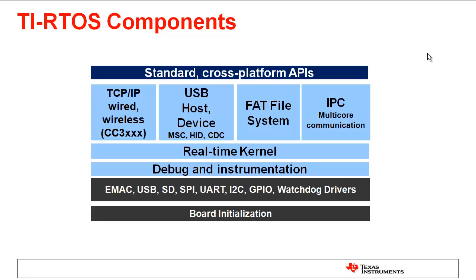We have a TCP/IP stack, which works with our EMAC on devices that have EMAC. Then we also work with the wireless CC3000 and 3100 families to give you Wi-Fi networking. We have USB host and device stacks with a number of class drivers, a FAT-compatible file system which enables you to exchange data with PCs quite straightforwardly. Then finally we have an IPC module for multi-core communication.